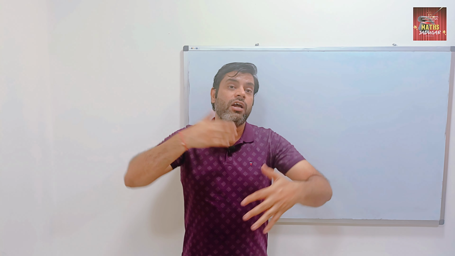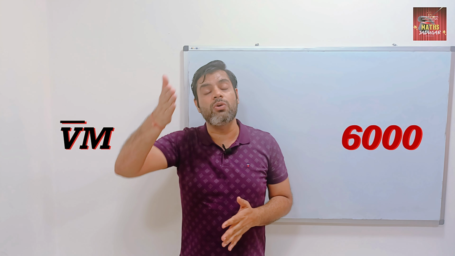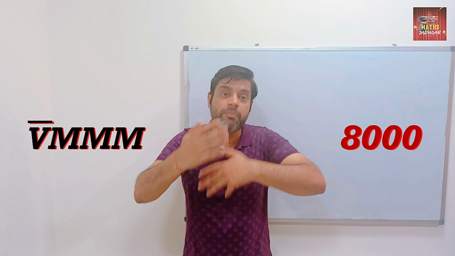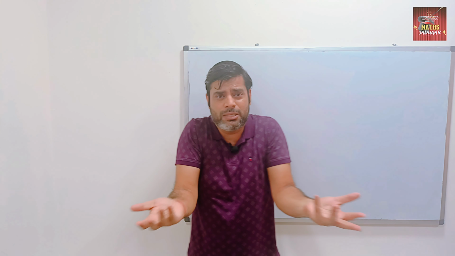Now from 5000, if you want to add, with V and line you can easily add M. It becomes 6000, 7000 is V line and MM, 8000 is V line and MMM. You can make it like this, although it's not part of the syllabus and it's not a proven thing. I'm just telling you that's the way you can do it, and I think it's acceptable.